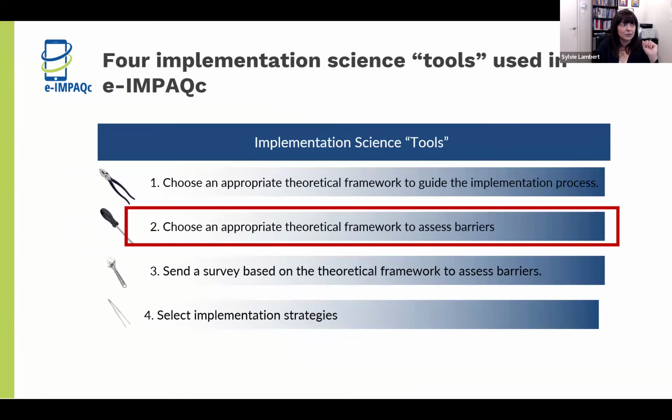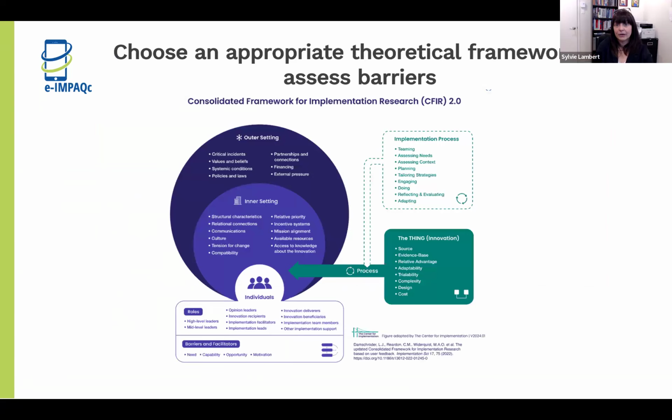So my second tool is choose an appropriate framework to assess barriers. And this is the one right now that we use, the CFIR, the Consolidated Framework for Implementation Research. And look at all the barriers. When I saw this, I thought, oh my God, I'm okay. I'm not completely going crazy over trying to implement this thing. For me it was like therapy when I read this, because I was like, okay, this is why I've been banging my head for the past 2 years.